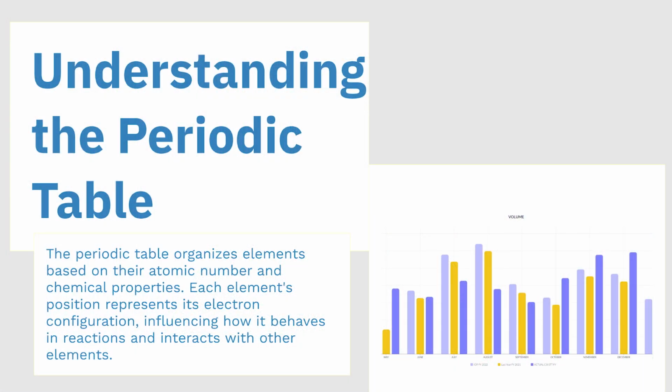Periodic laws are the rules that describe how elements behave as we move across or down the periodic table. These trends include atomic radius, ionization energy, electronegativity, and electron affinity. Each of these properties changes in a predictable way depending on the element's position on the table. Let's start with atomic radius, or simply put, how big an atom is.